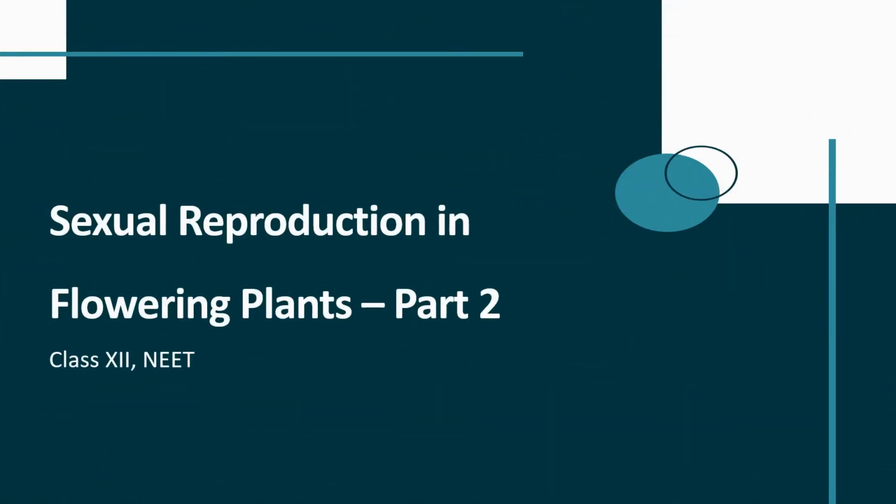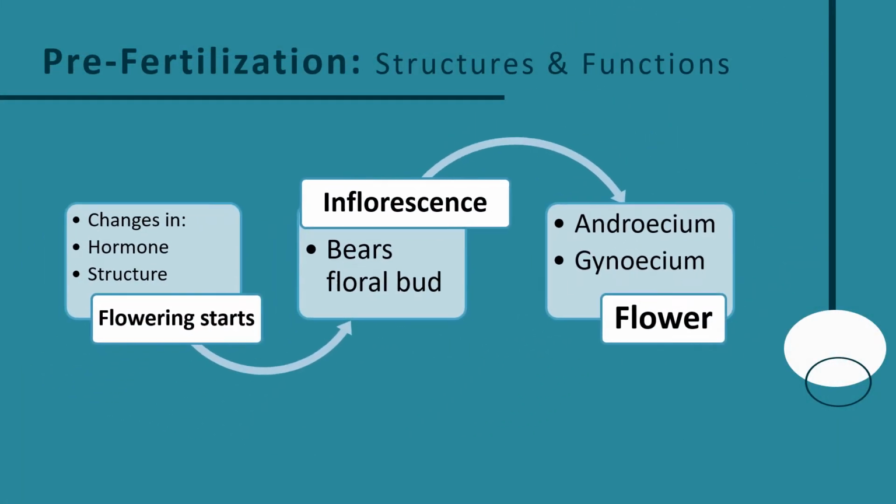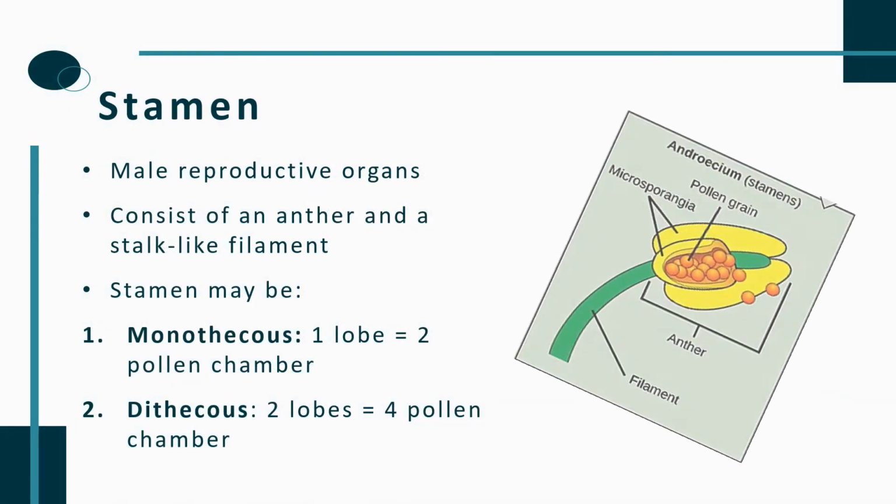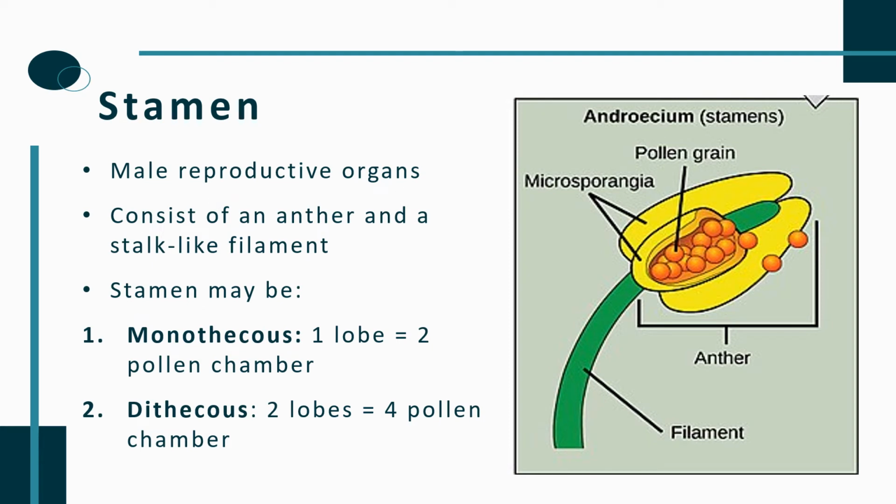This video is in continuation with the previous lecture where we have already discussed the initiation of pre-fertilization events in flowering plants with the changes in hormones and structure that leads to development of flowers. Flowers bear androecium and gynoecium, that is the male and female reproductive organs. In this video, we'll be focusing on the male reproductive organs and the pre-fertilization events taking place in them.